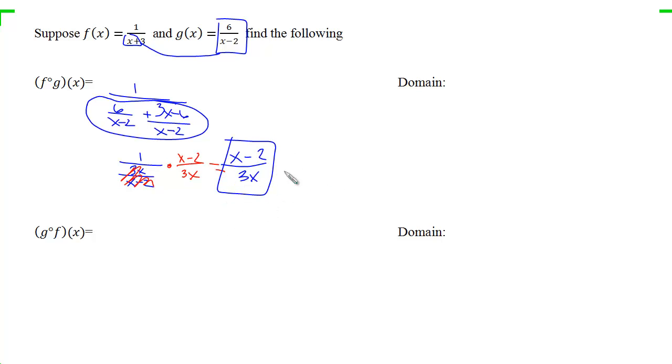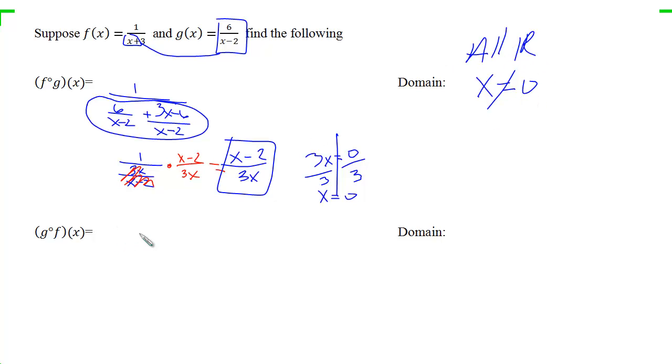And I look for domain restrictions. When will 3x equal 0? Whenever x equals 0. So I know that my restriction is x cannot equal 0. So I could say all real numbers except x cannot equal 0. And we do the same thing here with g of f of x.